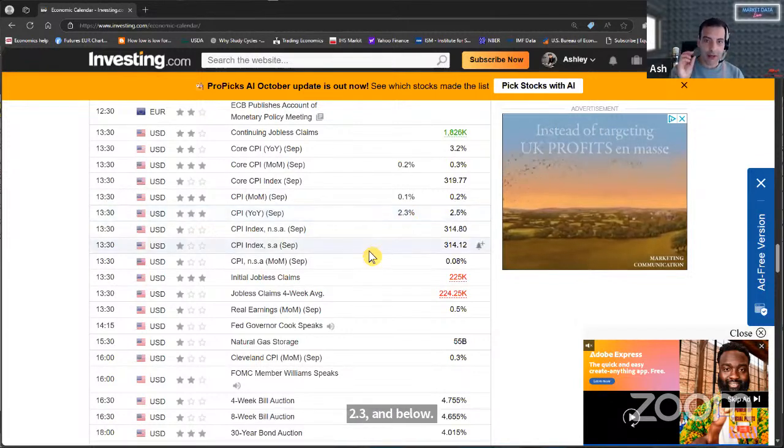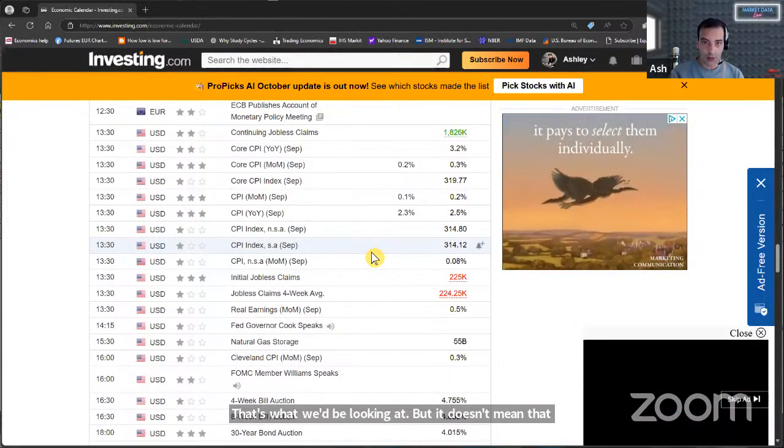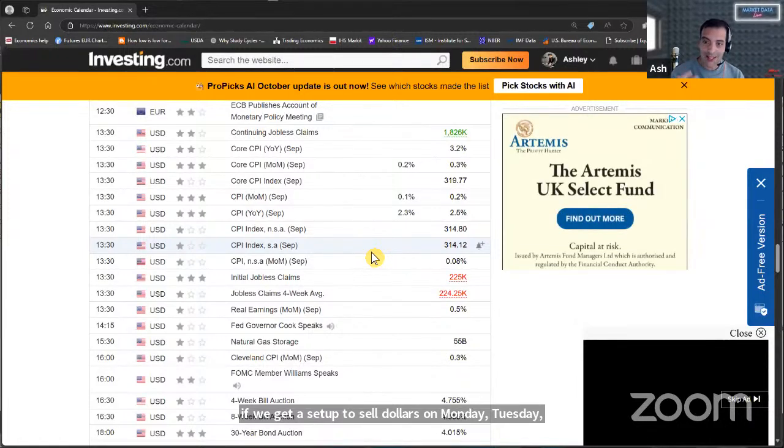But it doesn't mean that if we get a setup to sell dollars on Monday, Tuesday, or even Wednesday, we don't take it, because what we could be doing is setting up for this number to come in weak and getting a better price before it's released.